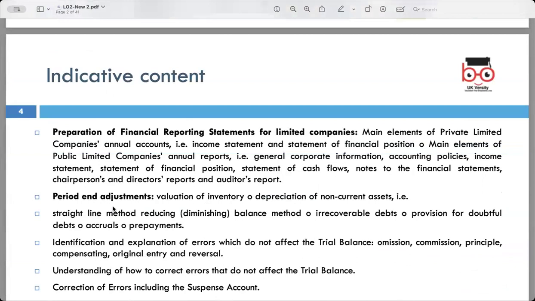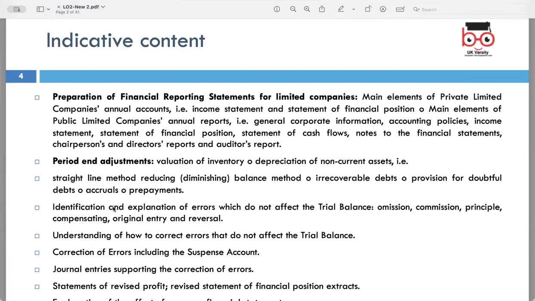So today's indicative content is to prepare a financial reporting statement for limited companies, period-end adjustments. We will learn about the main elements of private limited companies' annual accounts, including the income statement and statement of financial position, period-end adjustments, valuation of inventory, depreciation of non-current assets, straight line method, and reducing balance method.